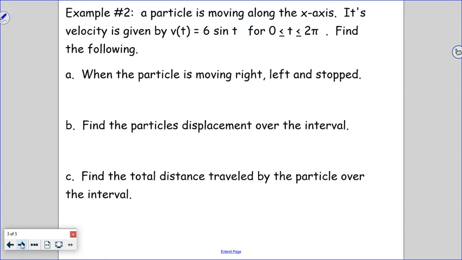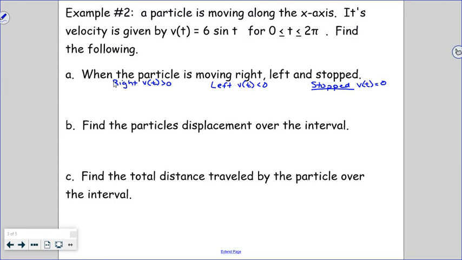So the concept for each of these questions is the same as we just talked about on the last page. We've already discussed that our particle will be moving to the right when our velocity is greater than 0, moving to the left when our velocity is less than 0, and it will be stopped when our velocity equals 0.